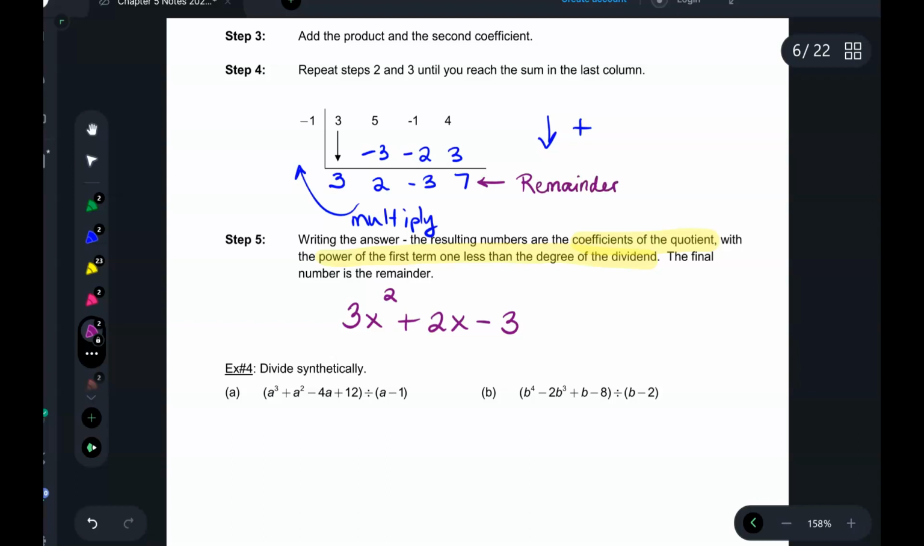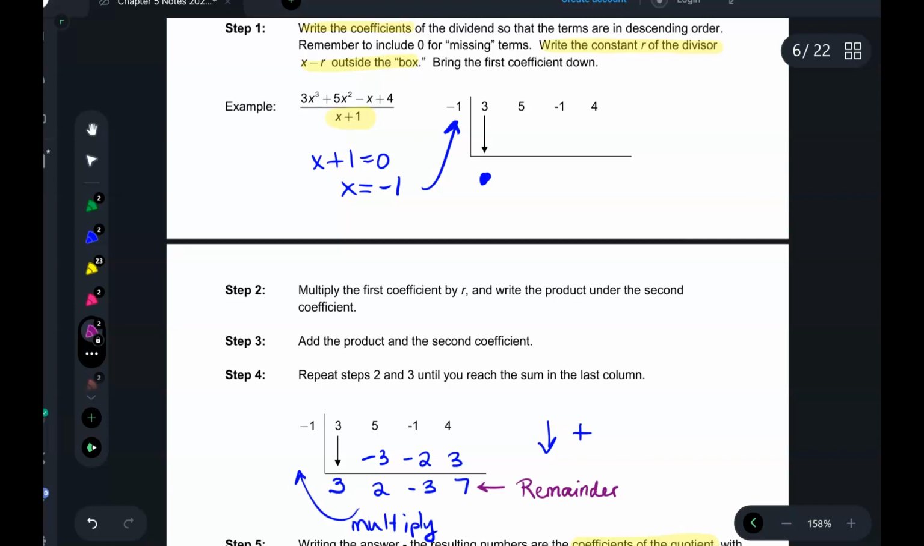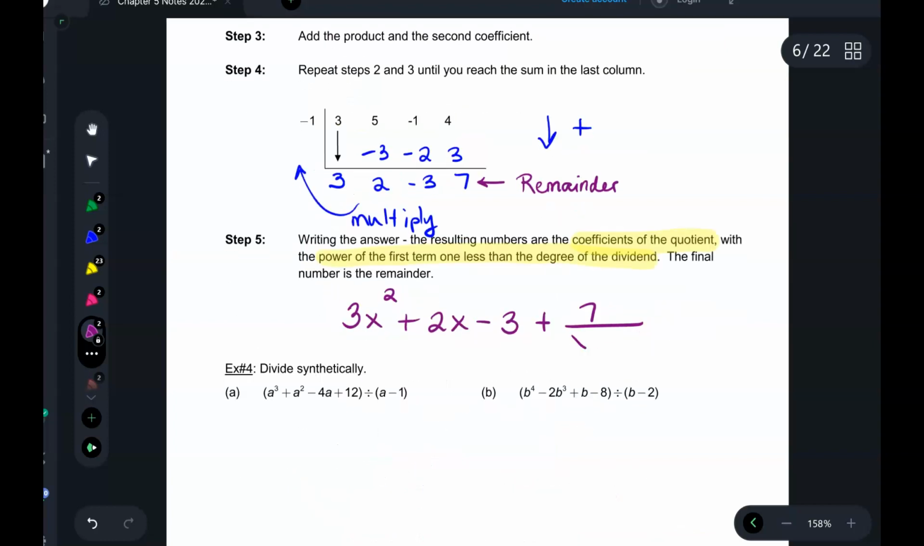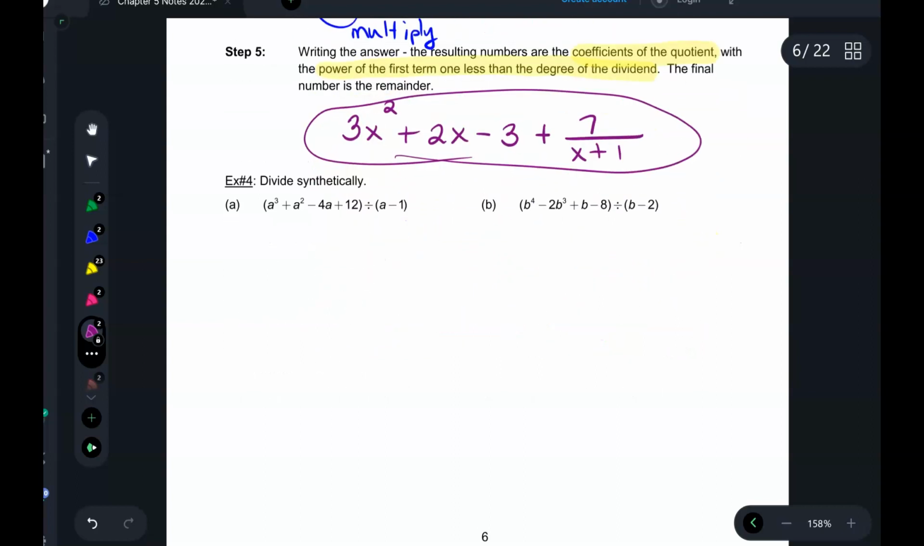This last number, that's the remainder. So that's going to be plus 7 over, what were we originally dividing by? x plus 1. And that is the answer: 3x squared plus 2x, then a constant, and then the remainder. Okay, so let's try our own here.